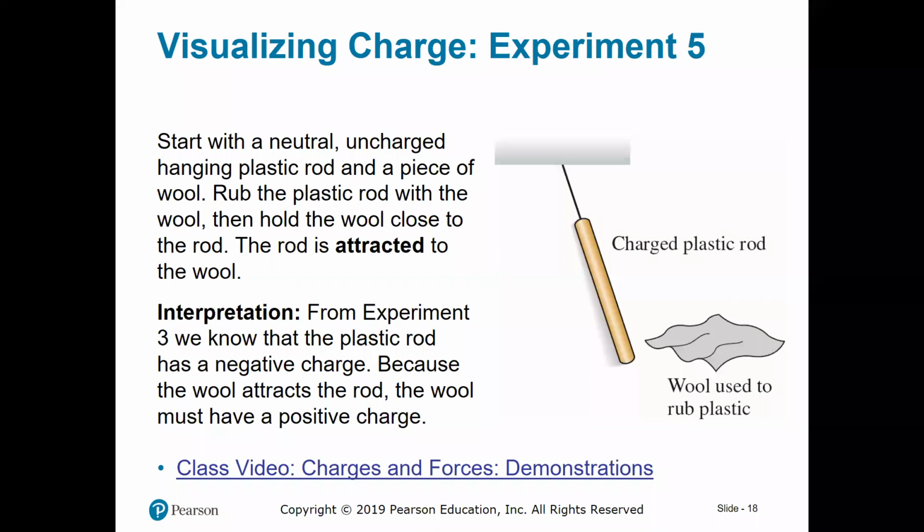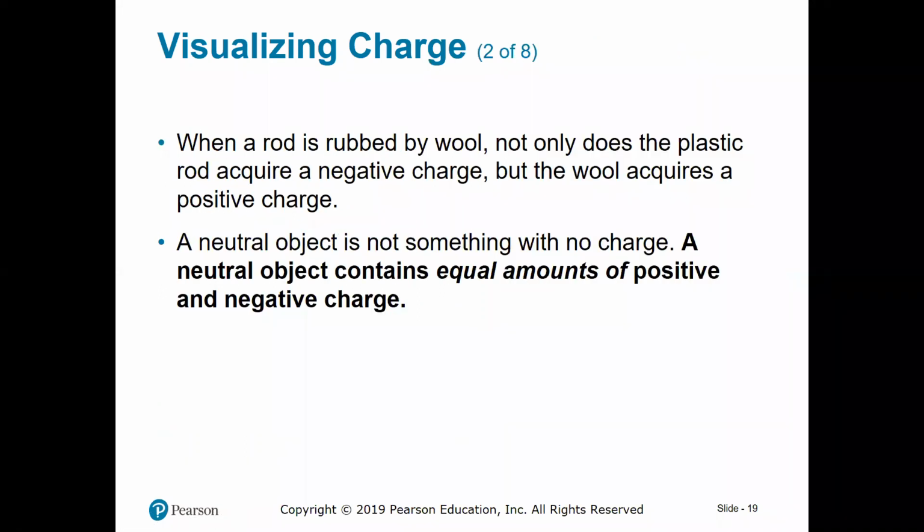Okay, so here's a piece of wool and a charged rod, and they're just going to do a basic experiment here to charge the rod. So right now, this rod is completely neutral. We don't see any positive or negative charges drawn on it. That means we have an equal amount of positive and negative charge, so it is neutral.